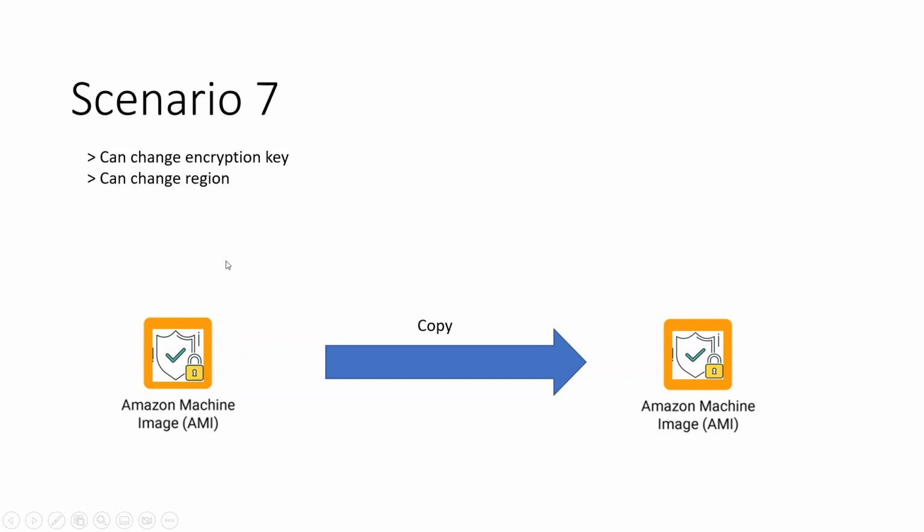In this scenario, we have an encrypted machine image, and we are going to copy it and create another AMI. When we are copying and creating another AMI, we can change the encryption key. We can also change the region. I'll show you in a hands-on lab.